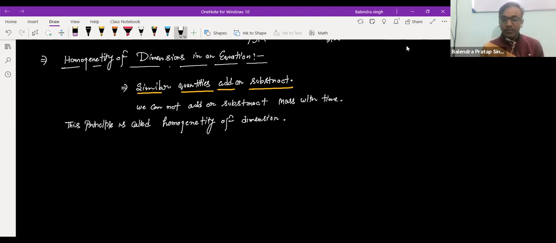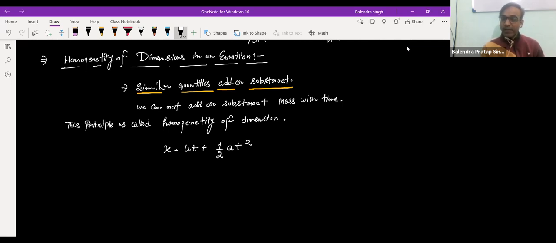Suppose I take the equation x equals ut plus half at square. Suppose I ask, what is this equation? This is a simple equation of motion. I think both of you are familiar with this equation. Have you seen it before? Yes. Okay, so this is an equation of motion, x equals ut plus half at square.